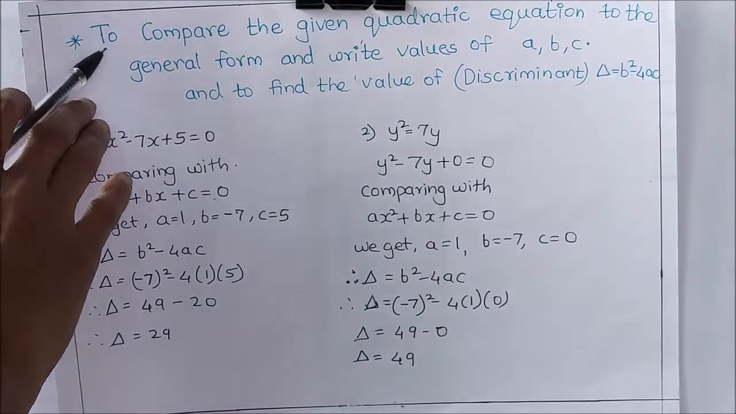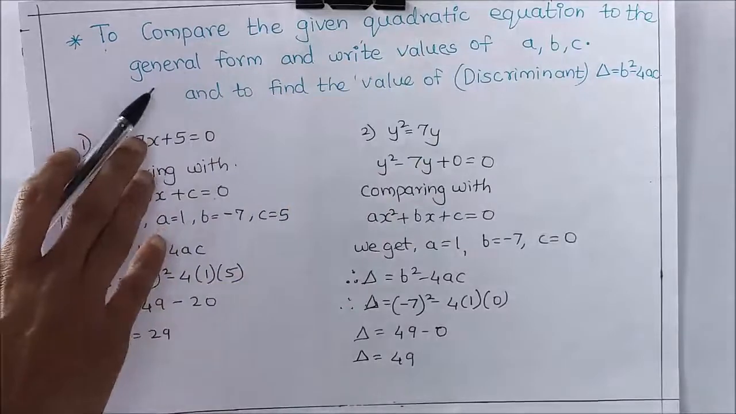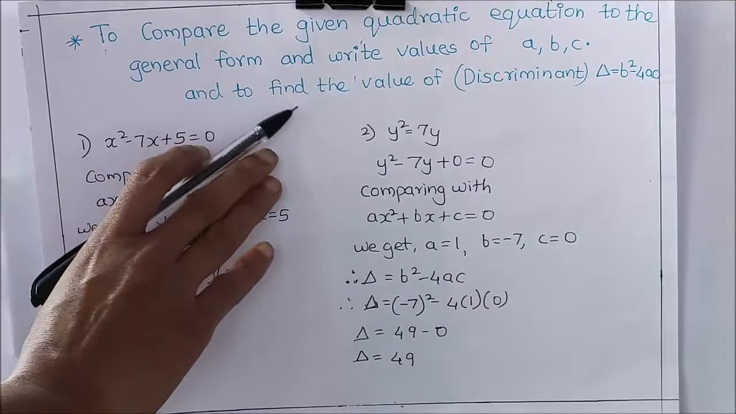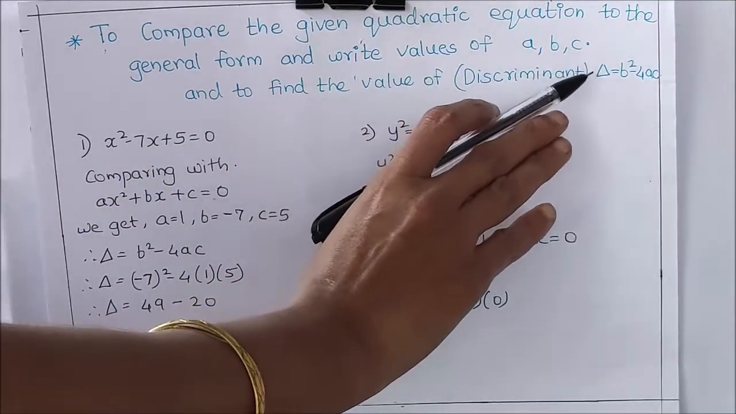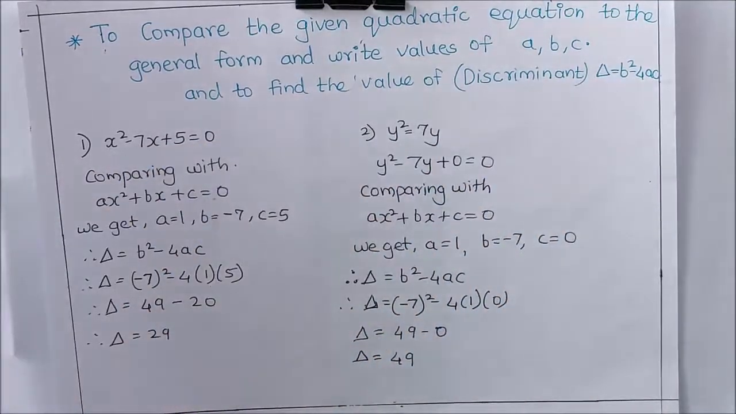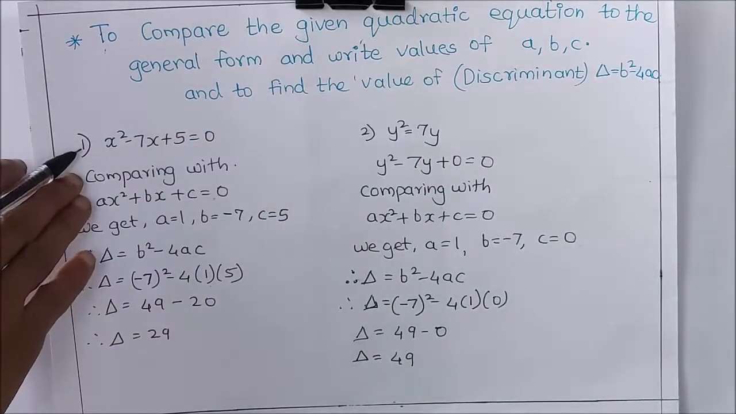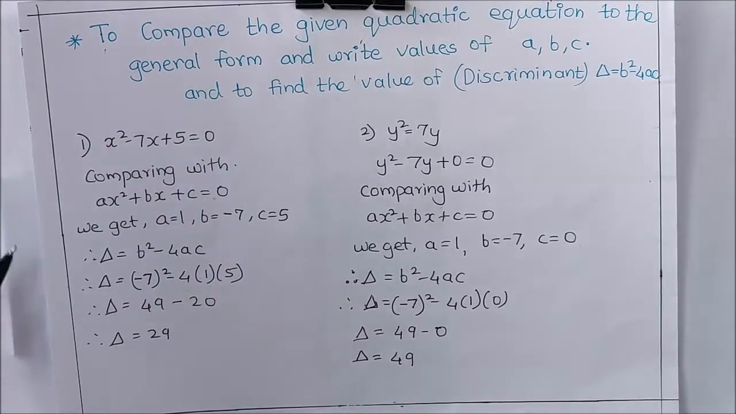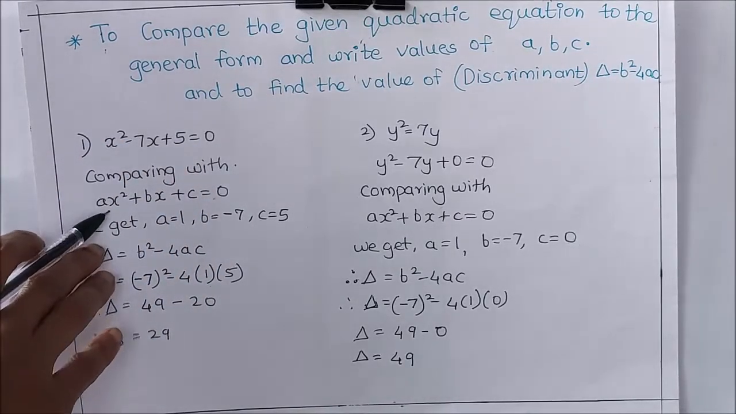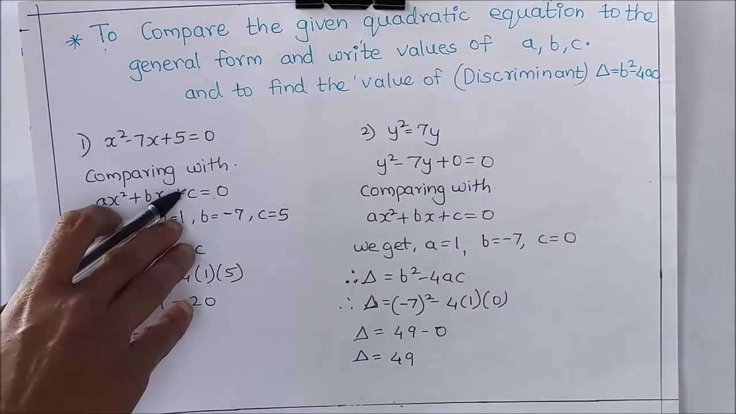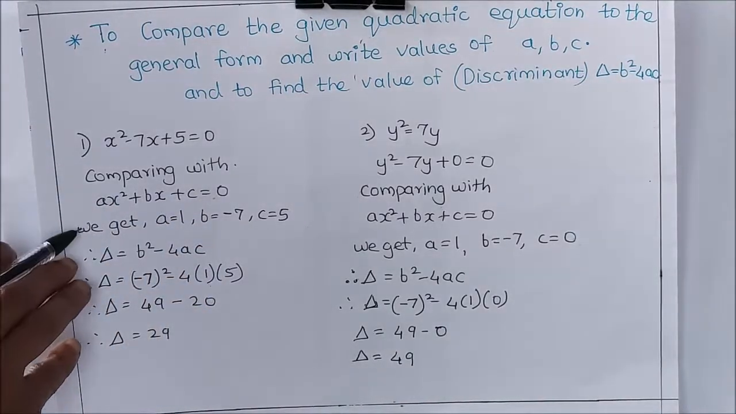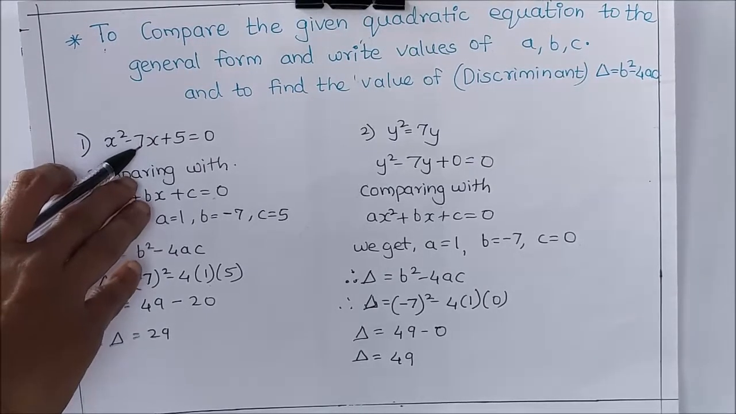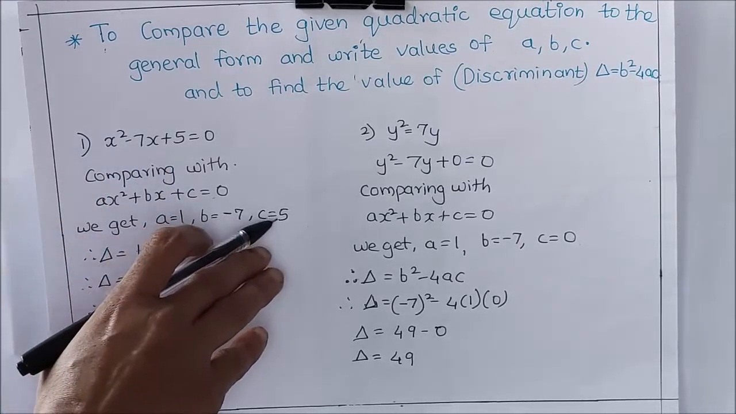We are going to compare the given quadratic equation to the general form, write the values of a, b, c, and then find the value of the discriminant delta equals b square minus 4ac. There are two examples given. The first example is x square minus 7x plus 5 equals 0. We compare with our general form of quadratic equation, that is ax square plus bx plus c equals 0. We get coefficient a as 1, b as minus 7 and c as 5.